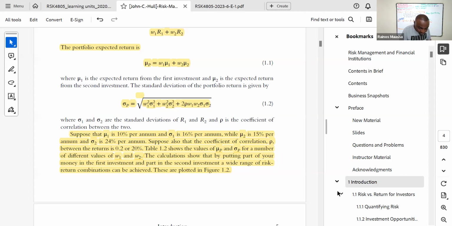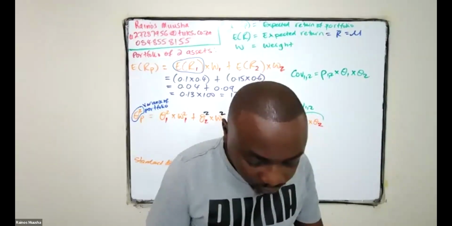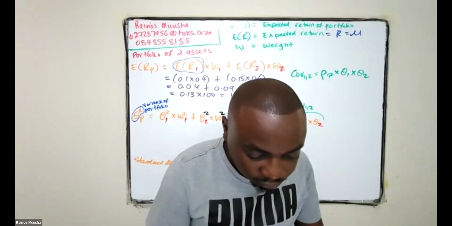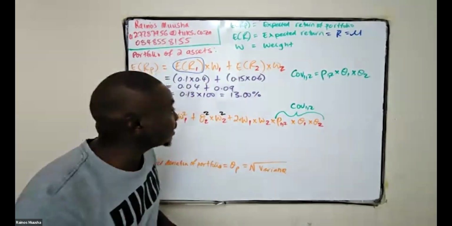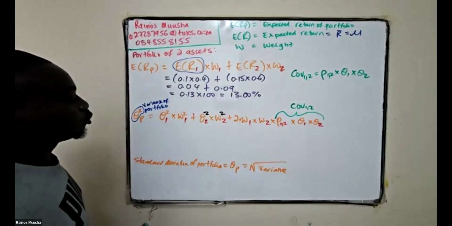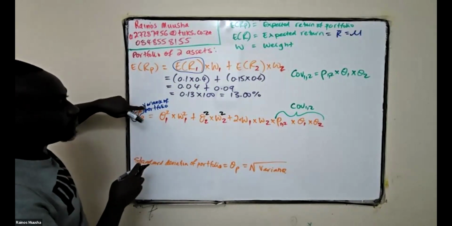So with that information, remember we also said in our analysis, we are dealing with a calculation where we are allocating a weight of 40% to asset 1 and a weight of 60% to asset 2. So based on this information, we can now calculate the standard deviation of the portfolio.